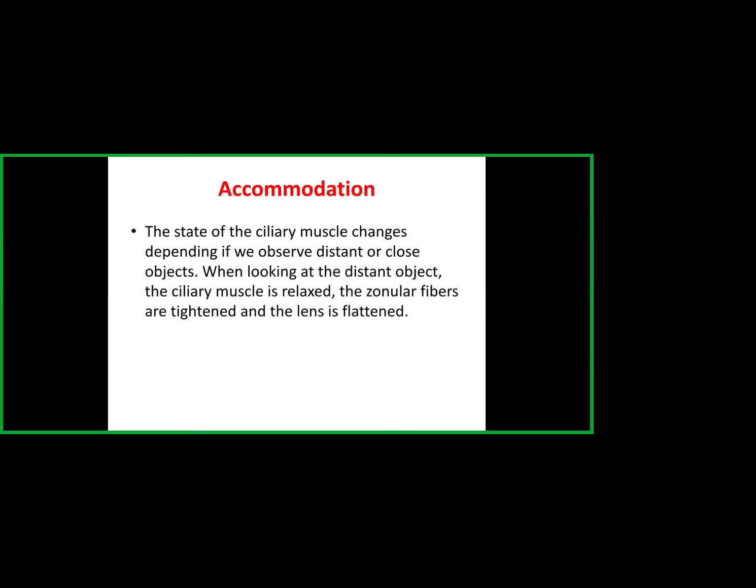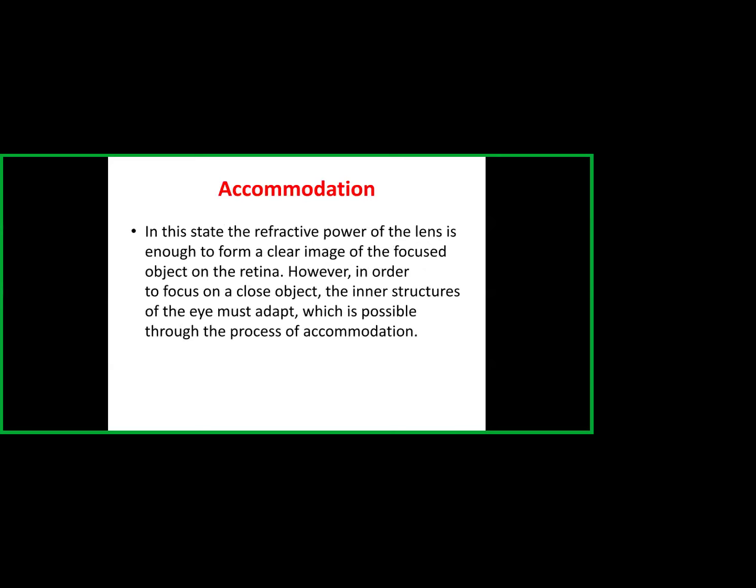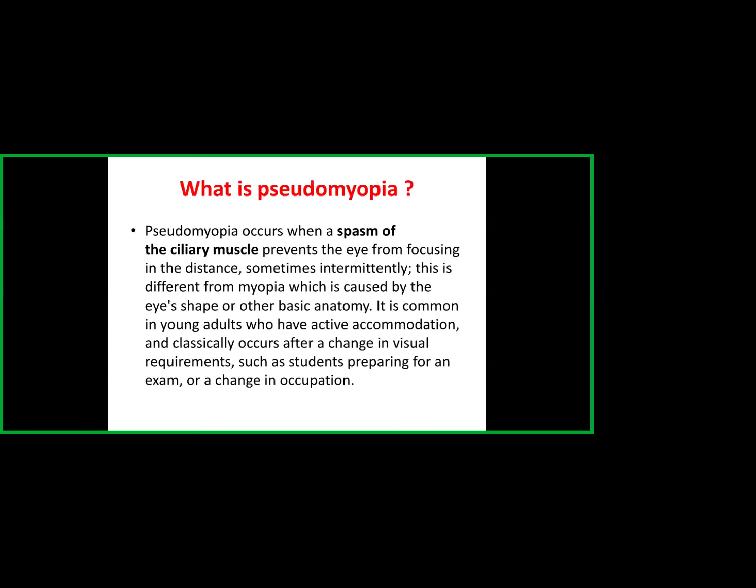The ciliary muscle changes depending on whether we observe distant or close objects. When looking at distant objects, the ciliary muscles are relaxed. And when we are looking at close objects, the ciliary muscles will be contracted. In the relaxed state, the refractive power of the lens is enough to form a clear image of the focused object on the retina. However, in order to focus on a close object, the inner structures of the eye must adapt, which is possible through the process of accommodation.